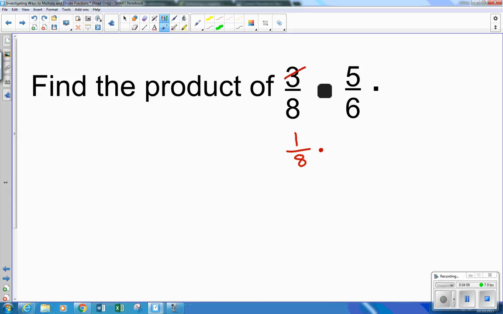Sometimes you'll see people do this. 3 goes into 3 one time, 3 goes into 6 two times. So our new problem is 1 over 8 times 5 over 2. And now I know it's going to be simplified when I have my final answer. 1 times 5 is 5, and 8 times 2 is 16. Because I simplified here, I do not have to simplify here. There'll be nothing to simplify.